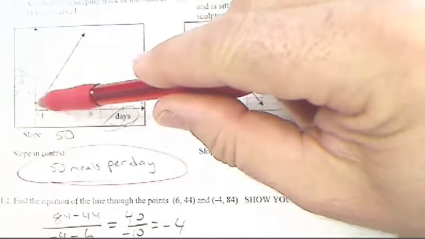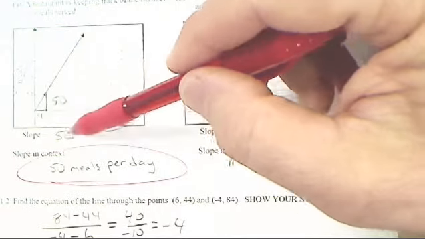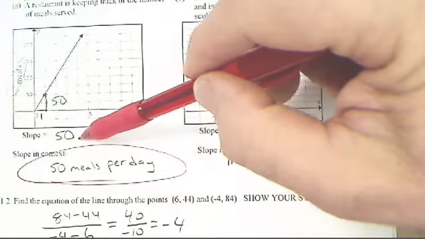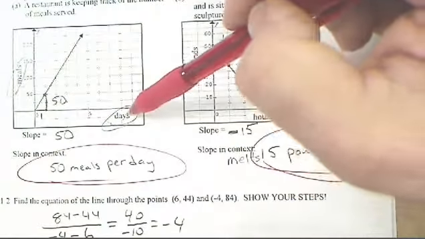So each space is going by 25, so that means this is 50 for every one. So 50 over 1, or 50, is my slope. That means it's 50 meals per day they're serving.